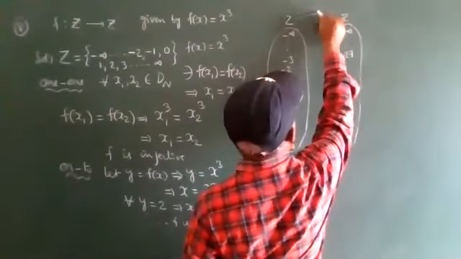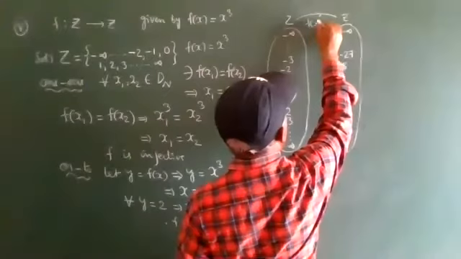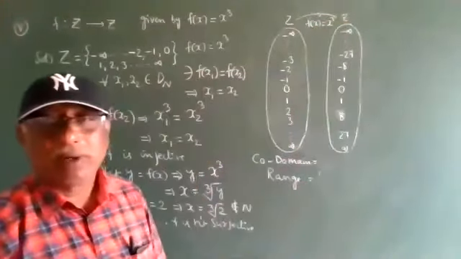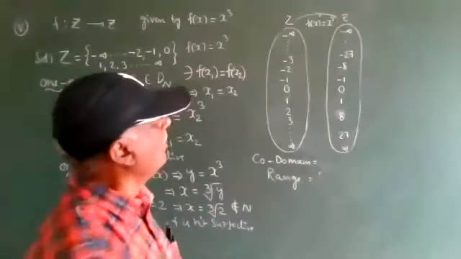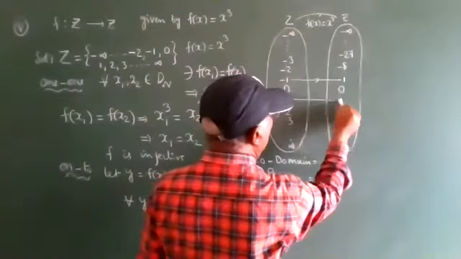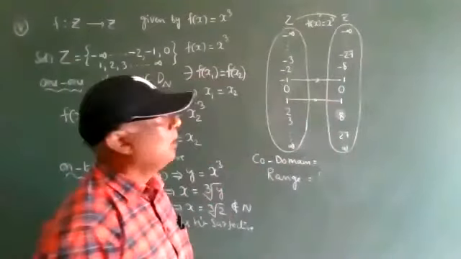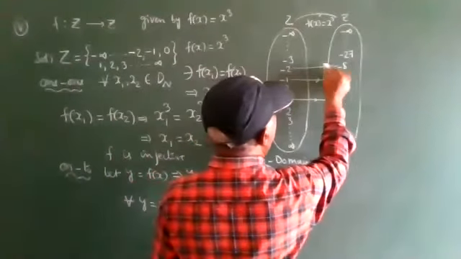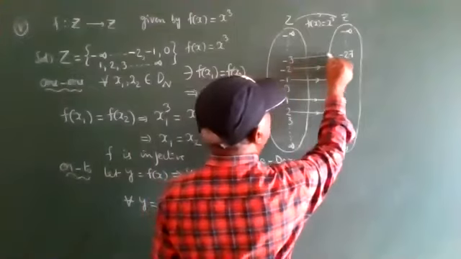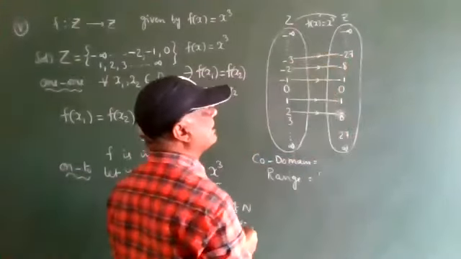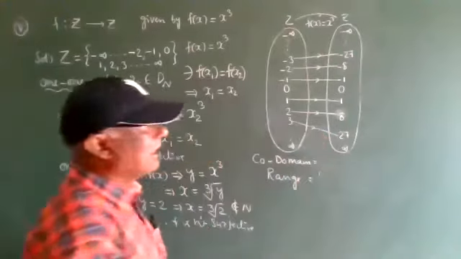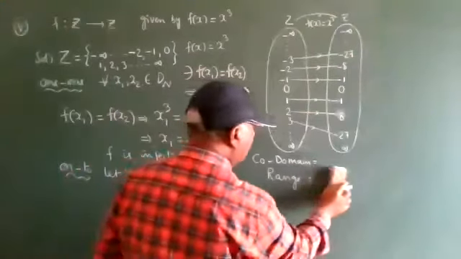The mapping is x cube. f of x is equal to x cube, so the mapping gives cube numbers. -1 cube is -1, +1 cube is +1. -2 cube is -8, +2 cube is +8. -3 cube is -27, and 3 cube is +27. So all of these come up, but not everything is coming.